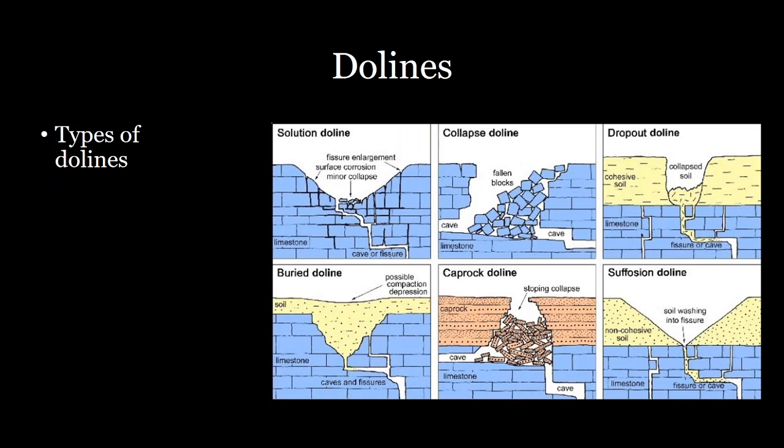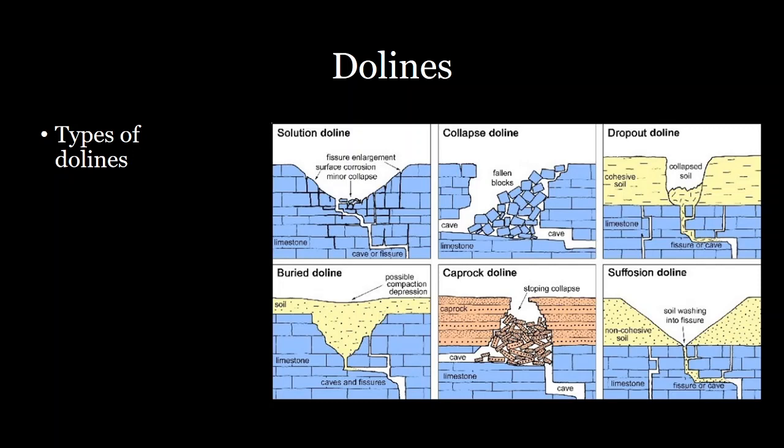Hello everyone, welcome back to our lecture on karst topography. Where we left off, we were talking about sinkholes and how they form. So we're going to continue talking about dolines. Dolines are just another more scientific name for sinkholes that specifically happen in karst or limestone landscapes.